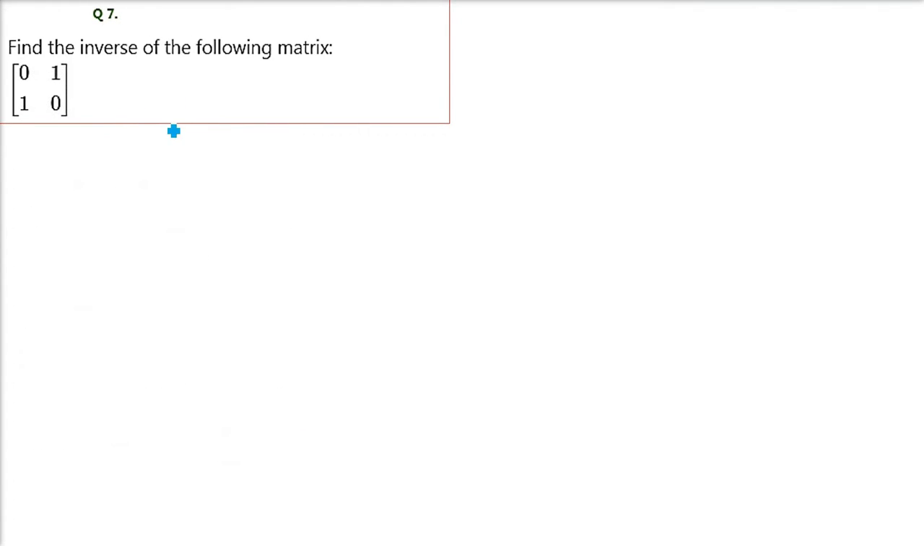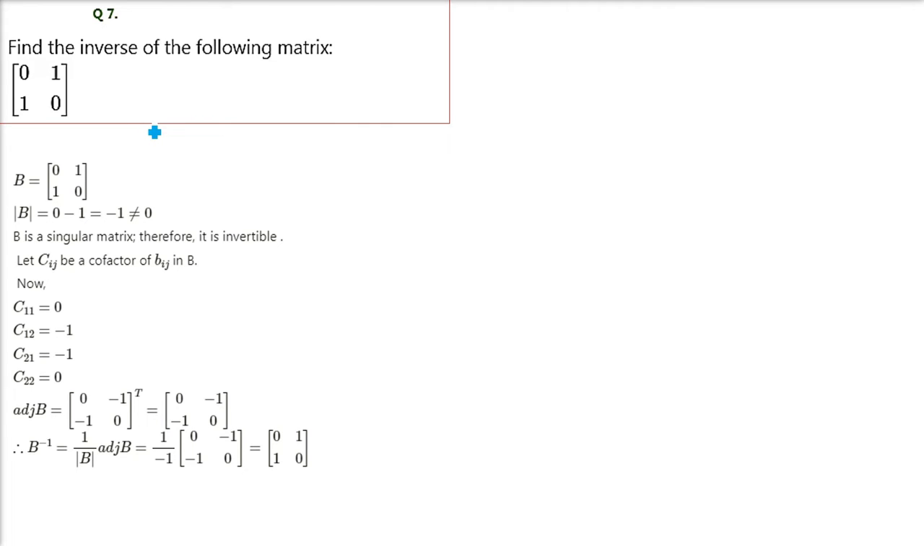Now find the inverse of the following matrix. Now this will be quite easier for you because we have done a trigonometric version. Now it's simple. It's not an identity matrix, please remember, because the diagonal has 0, 0. Okay. So when we take the determinant, it is going to be negative 1. Negative 1 is not equal to 0.